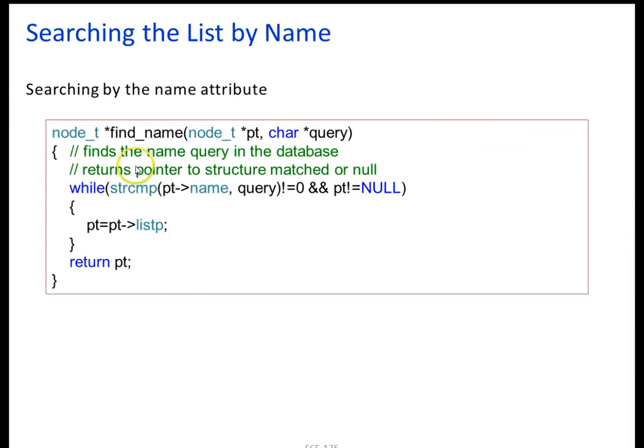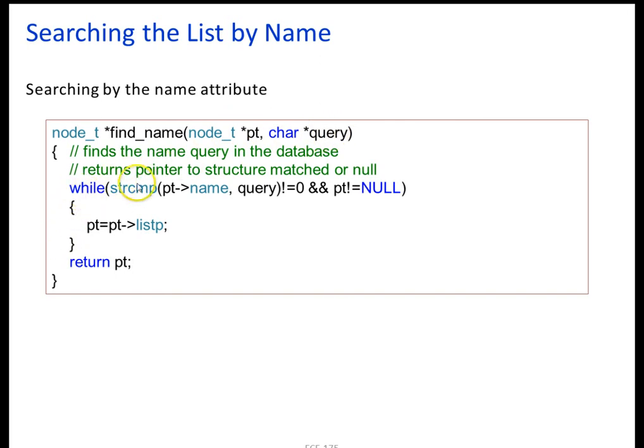So here's an example of a program which searches for a particular name. It's a node_t, which means it's going to return a linked list. This is the name of the program, find_name. We have a couple of inputs. We have our linked list here, and then we have query pointing to the name that we're actually trying to find. So we go into a little while loop here.